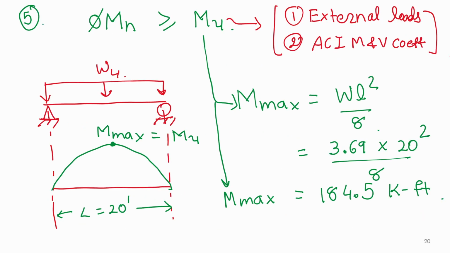So again, we have to find the external moment. Since this one is a simply supported beam, it is WL squared over 8. So 3.69 times 20 squared over 8 is giving us 184.5 kip feet.